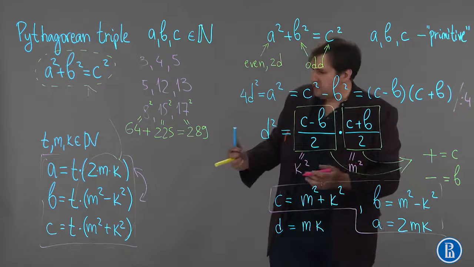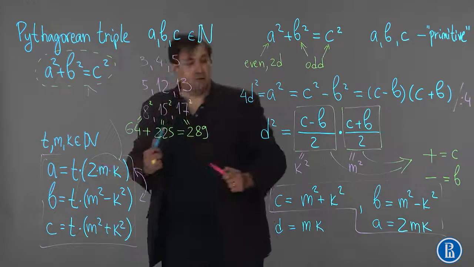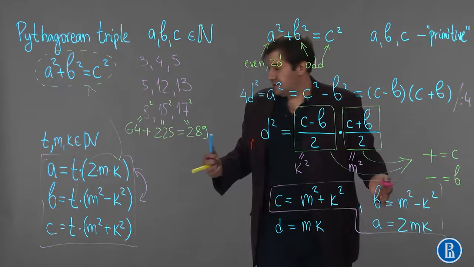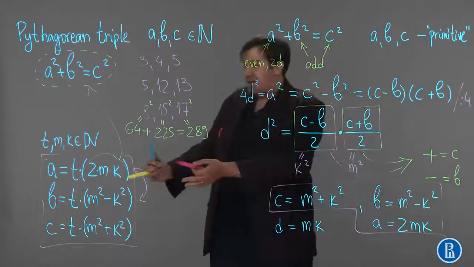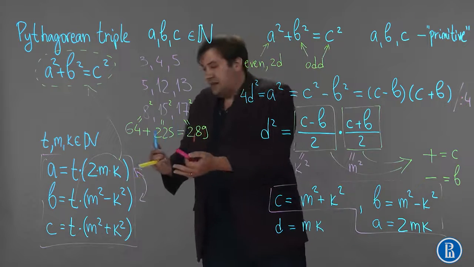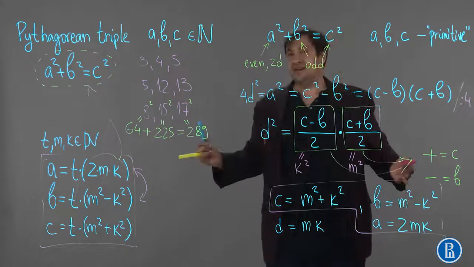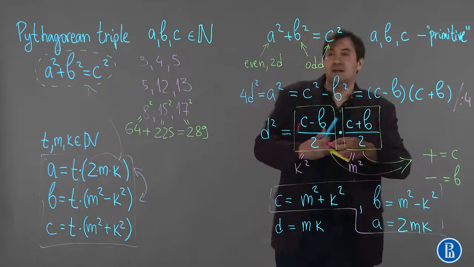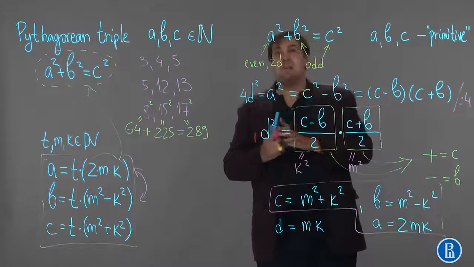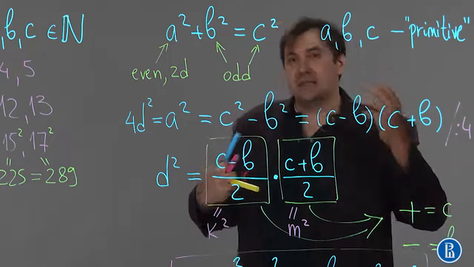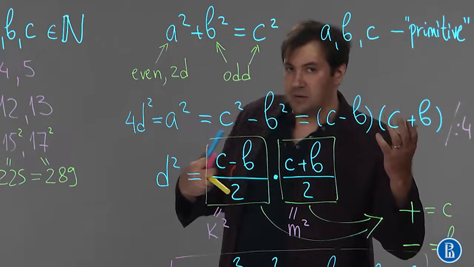Something's different. We have t here, but where is t here? Why do these formulas not have t? We understand that t should be there, and these formulas don't have it. Well, the answer is simple. Let's remember what happened in the beginning of this proof. We said that a, b, and c is a primitive Pythagorean triple.